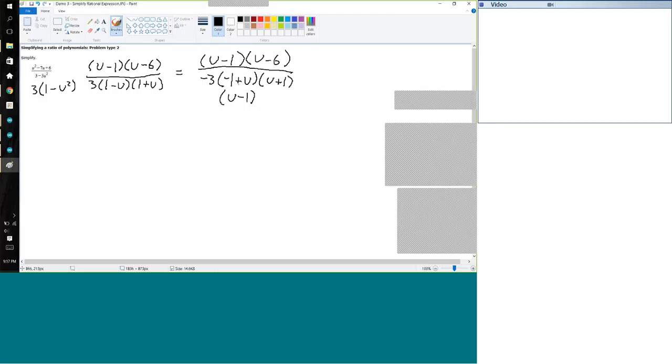Now remember, this and this are the same thing, so I'm going to cross them out at the same time. The u minus 1's cancel out. That leaves us with u minus 6 divided by negative 3 times u plus 1. Any questions?